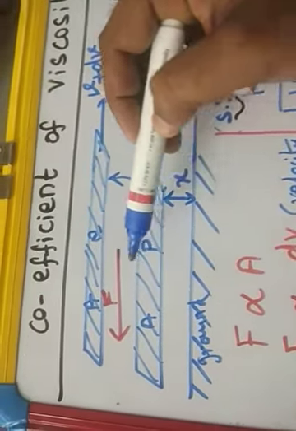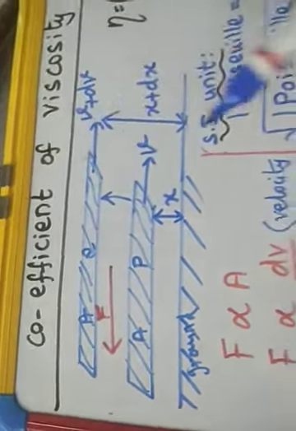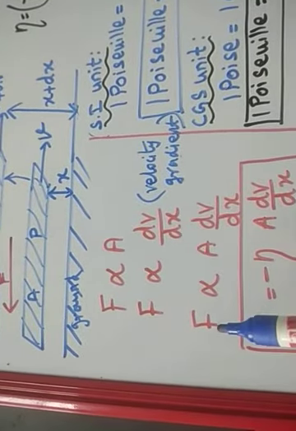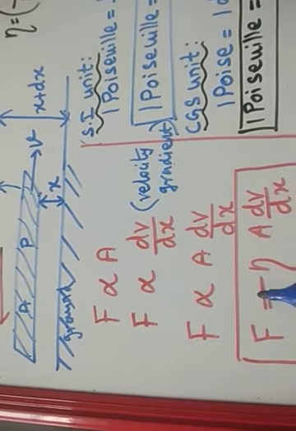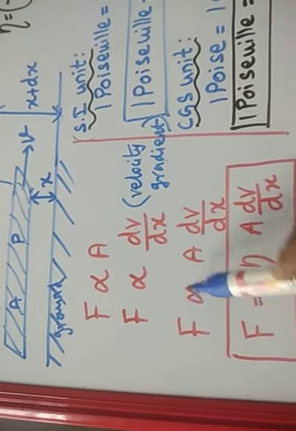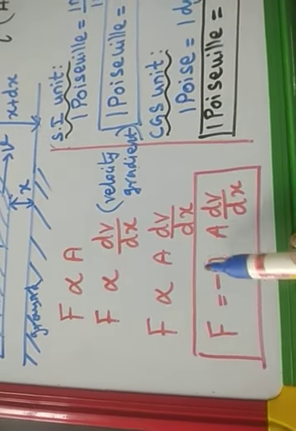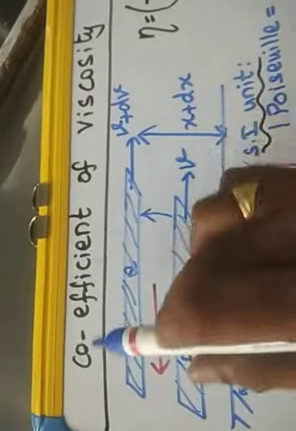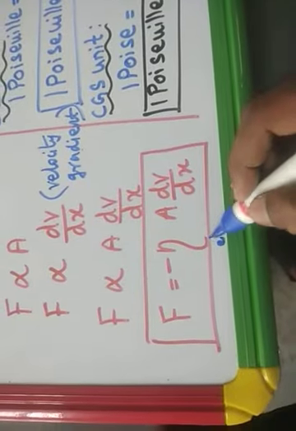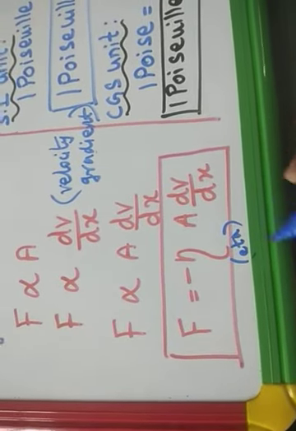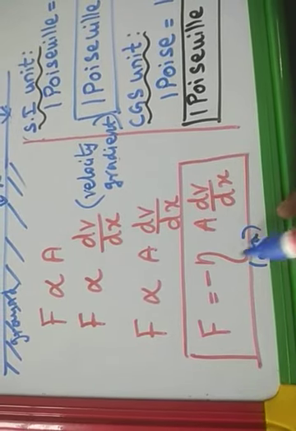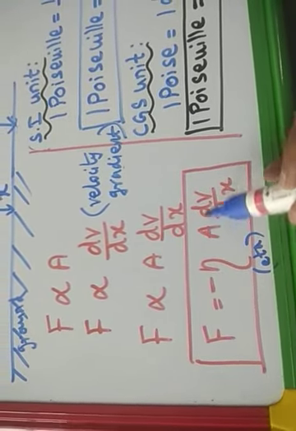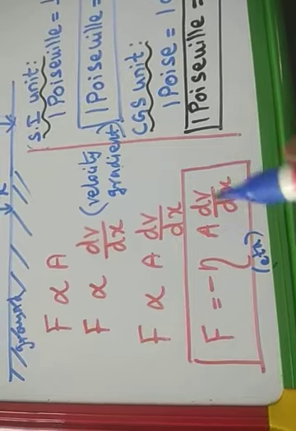As we move above the ground, the velocity increases. Then we can say that the viscous force is directly proportional to the area and the velocity gradient. This proportionality is removed by a constant called the coefficient of viscosity. We denote this symbol as eta. So force F equals minus eta, area A, into dv by dx, that is the velocity gradient.